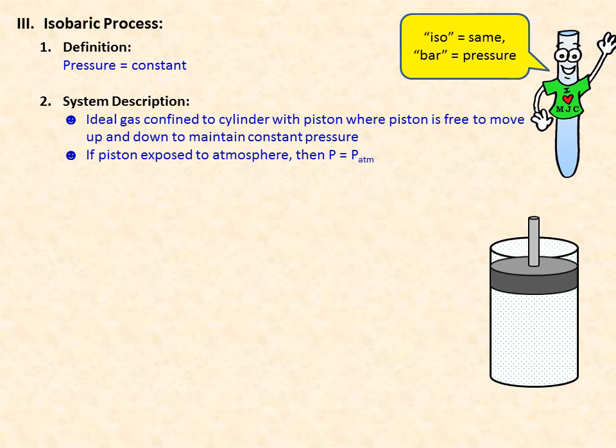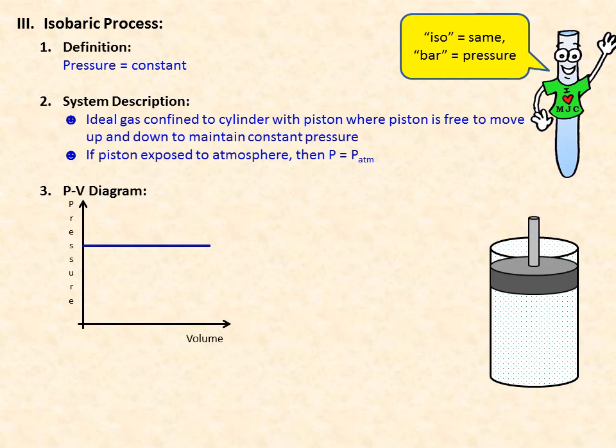So in this case, if the piston is exposed to the atmosphere, then we can assume that the pressure of the gas will be maintained at atmospheric pressure. What does this process look like on a PV diagram? Well, it's actually quite simple. Since the pressure is constant, we expect it to be a horizontal line. Now, we call the graph of an isobaric process an isobar.